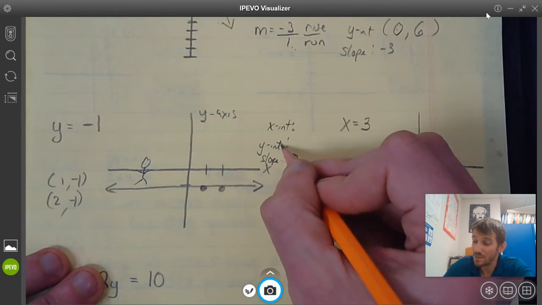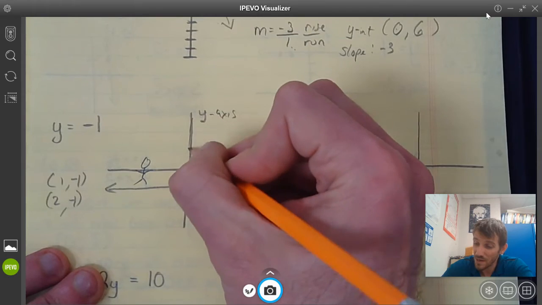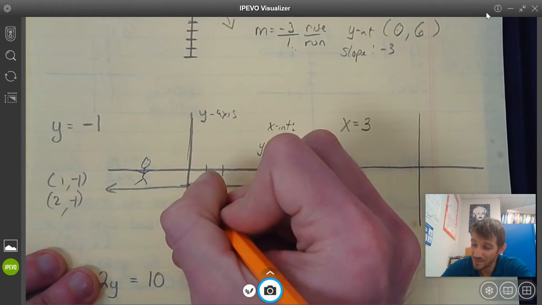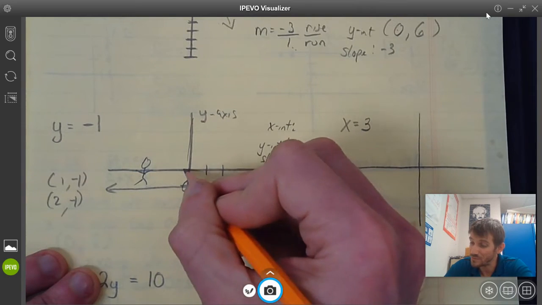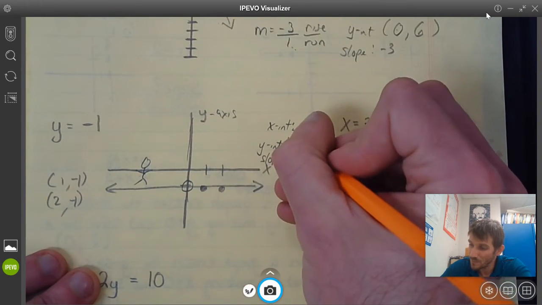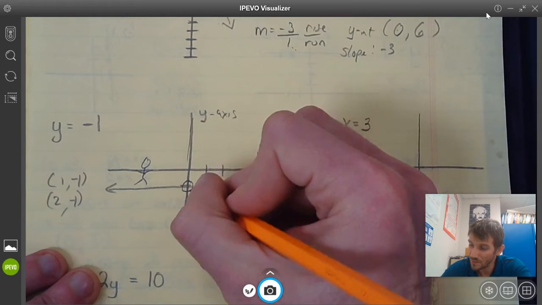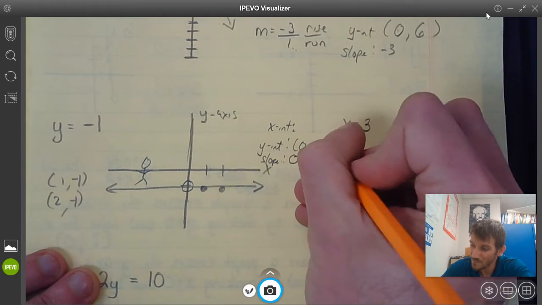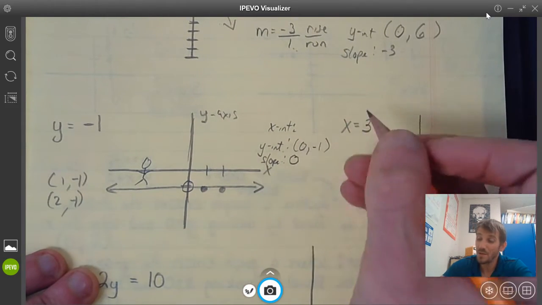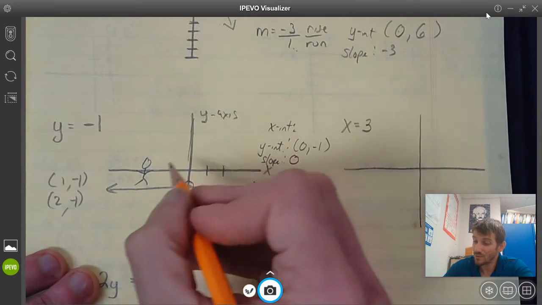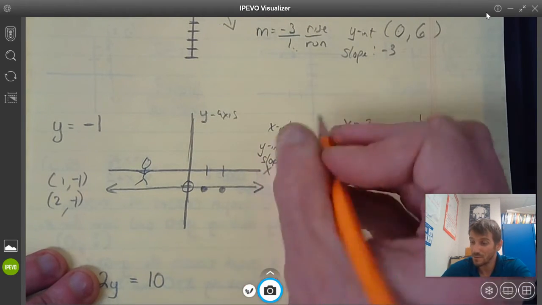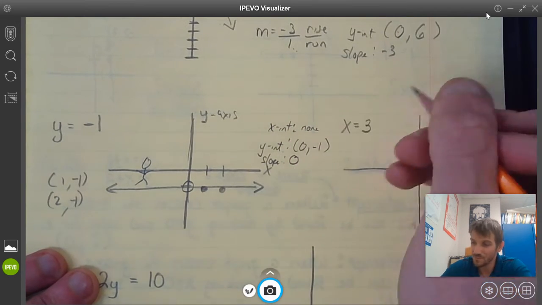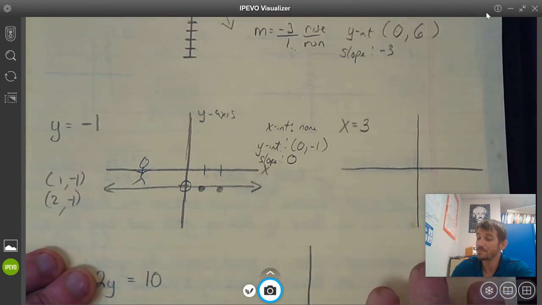The y-intercept, where does it cross the y-axis? Well, it crosses exactly right here, which is what point? Well, that's (0, -1). Remember, x is always 0. Your x-intercept, where does it cross the x-axis? Well, guess what? It will never. So there is none. There is no x-intercept.